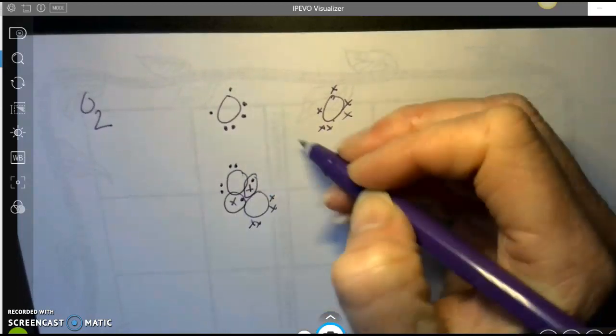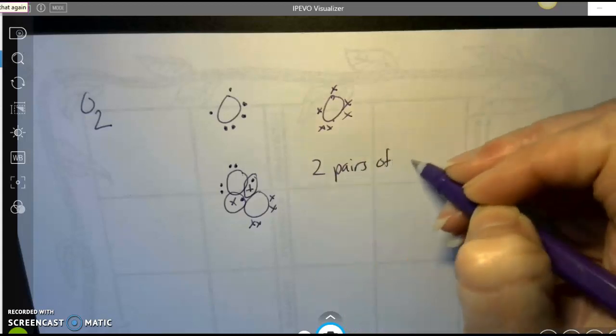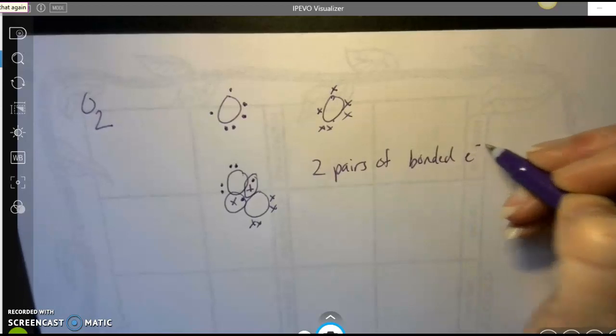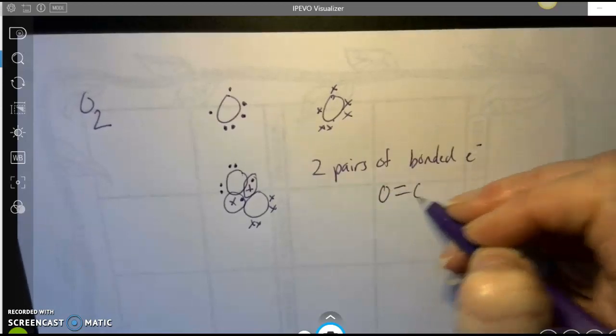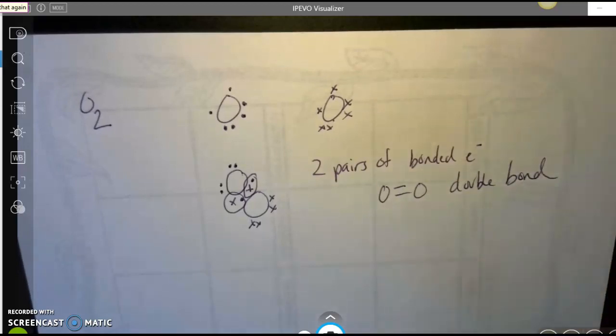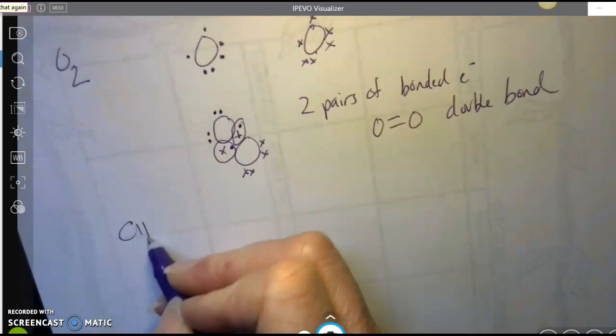So what you see here is there are 2 pairs of bonded electrons. Okay, and this is called a double bond. Okay. All right, I'm going to do one that's a little more complicated.